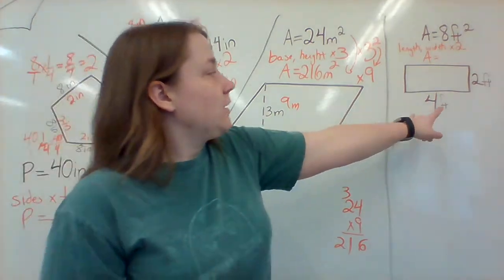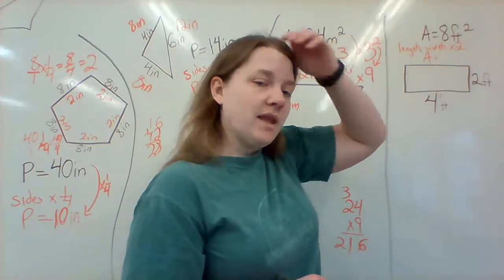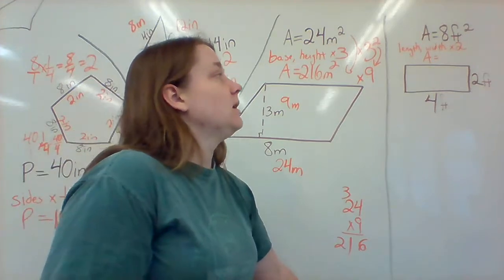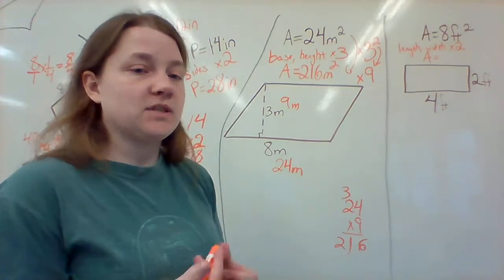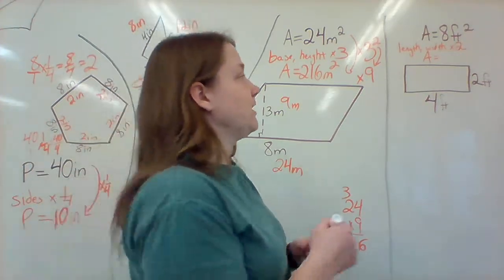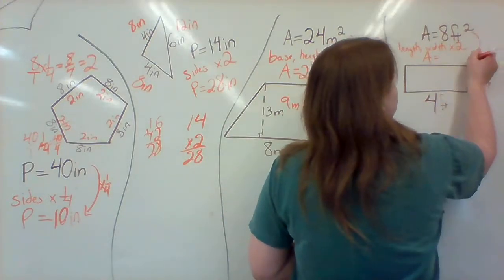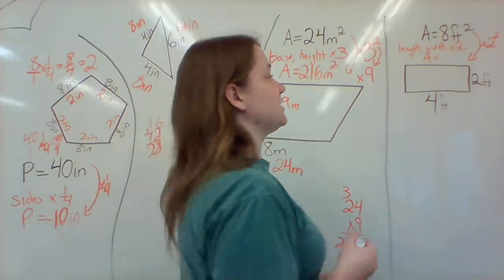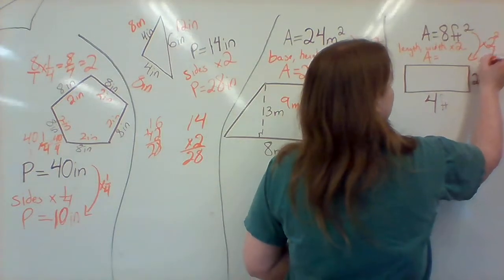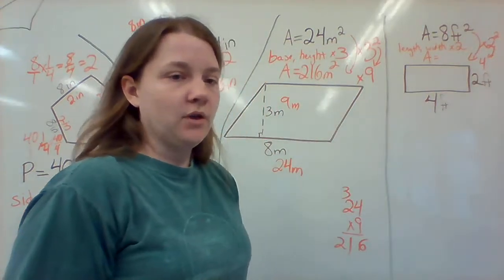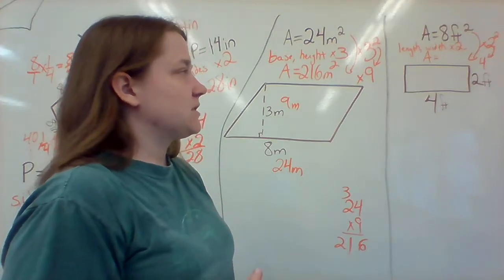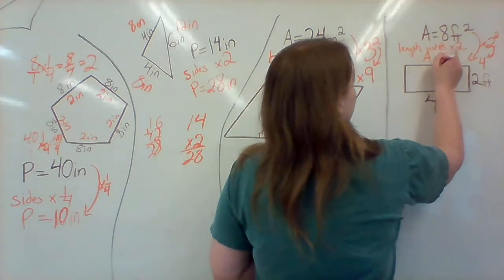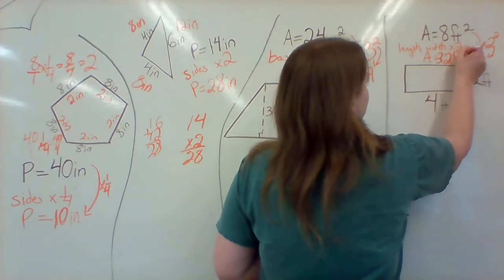So when we find the area, we're going to multiply 4 times 2 and get 8 feet squared. So we have that area. When we multiply the length and the width times 2, when we double it, that means our area is going to change by a factor of 2 times 2, or it's going to change by a factor of 4. So let's figure out what 8 times 4 is. Well, 8 times 4 is going to be 32. So we'll put 32 feet squared.